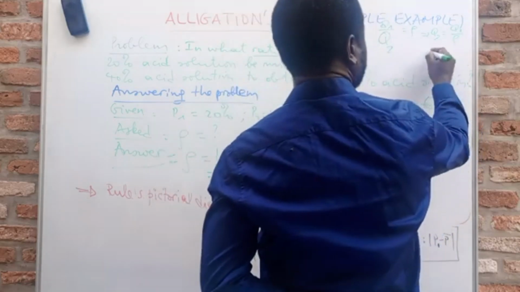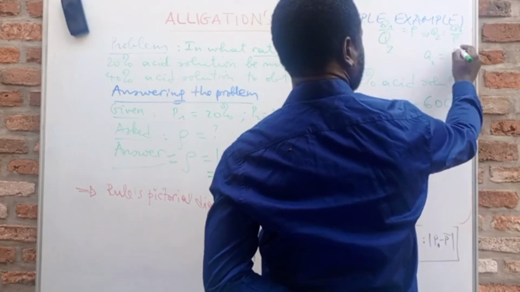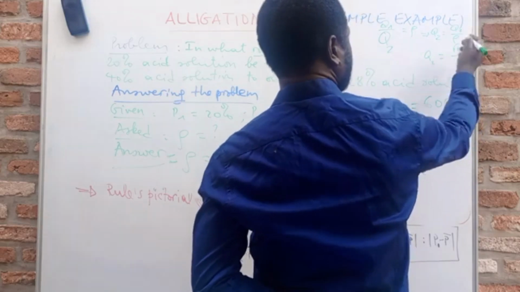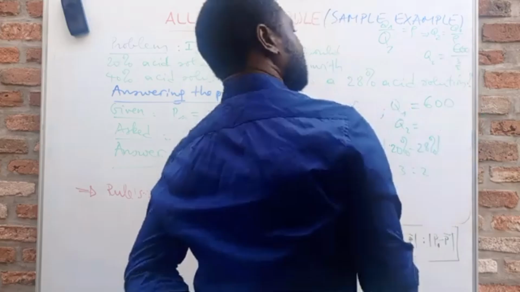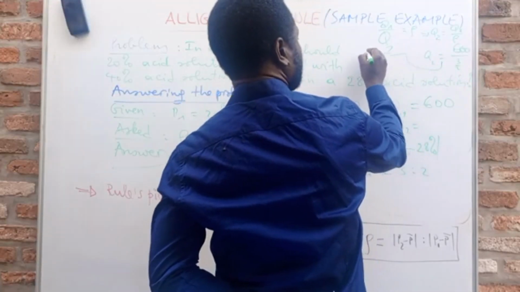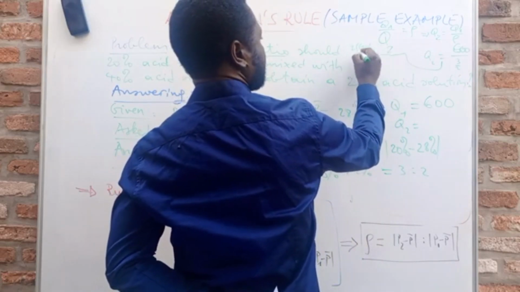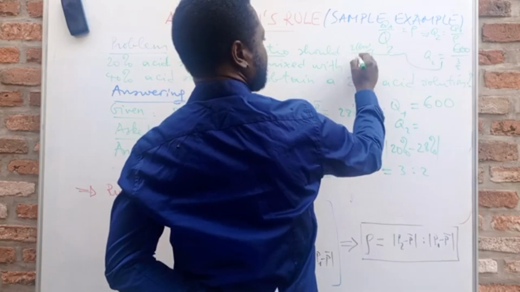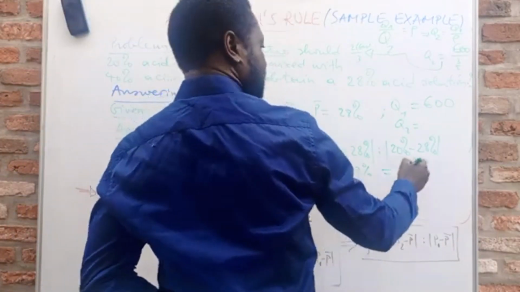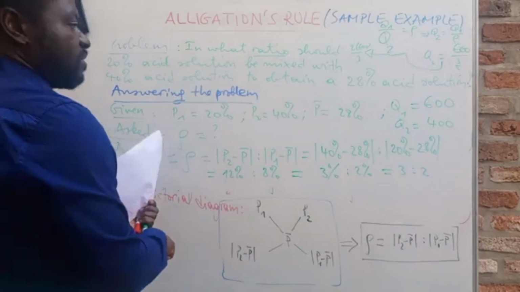So meaning that Q2 is equal to Q1, which is 600 divided by ratio 3 over 2, and this is 2 over 3 times 600, and this is equal to 2 times 600 divided by 3, and simplifying you have 400. So this is one way of doing it.